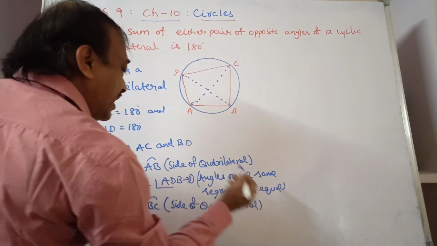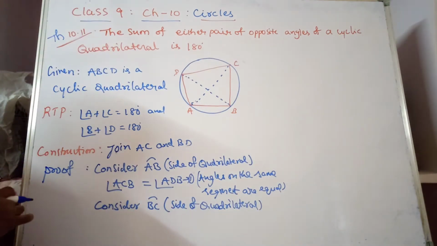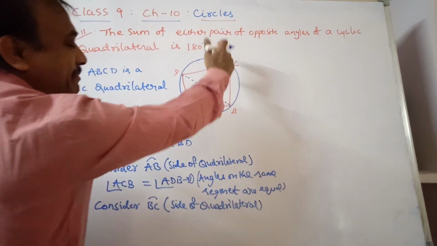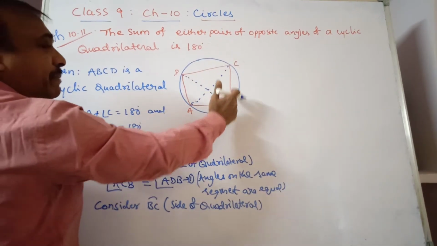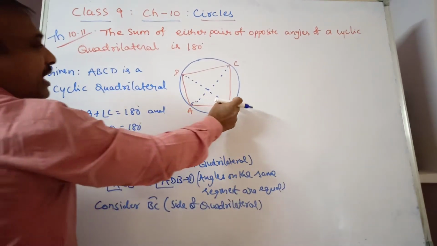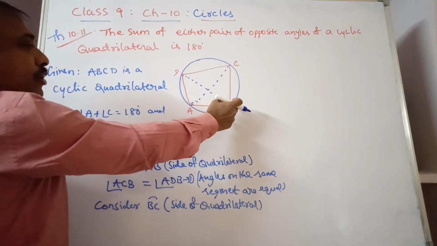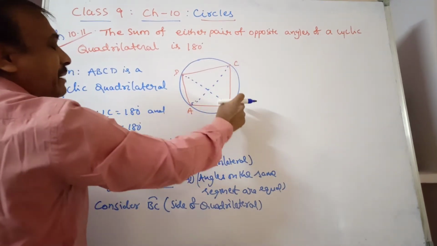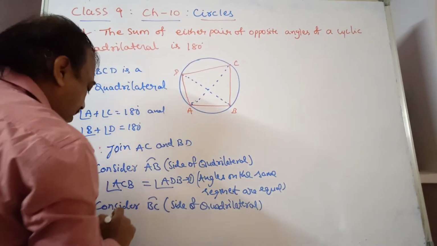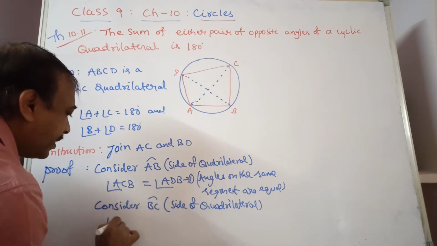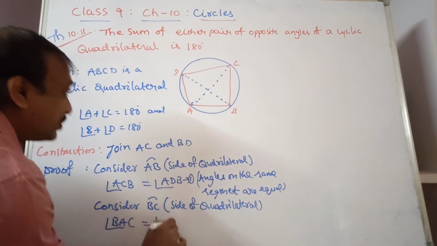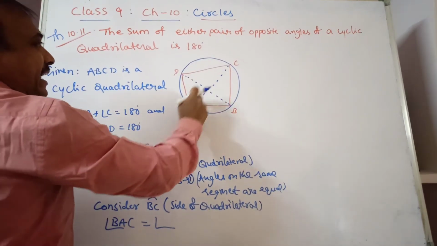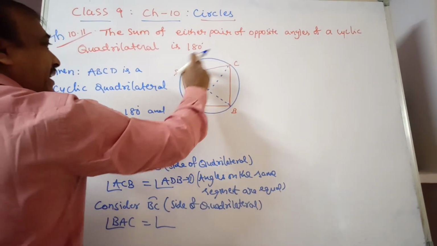Okay. Now here also, angles on the same segment of a circle are equal. If you take BC as a segment, BC is the segment, and this is the arc. Are you following? So angle BAC, angles made by the same segment are equal. So angle BAC is equal to angle BDC. Observe it. BAC is equal to BDC.